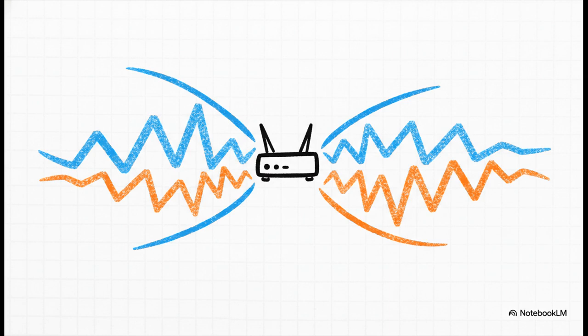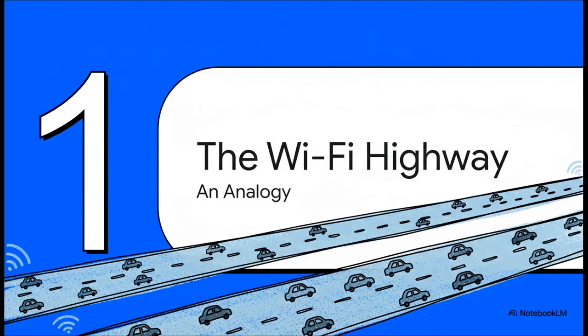a piece of cake. Now, to really wrap our heads around this, the absolute best way to think about it is with a simple analogy. Just picture your Wi-Fi signals as two completely different types of highways, and all your data, your movies, your emails, your games are the cars driving on them.